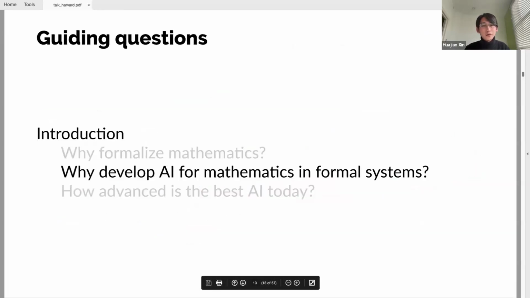However, natural language math remains the most accessible format for both human mathematicians and AI models. We'll explain why formal math is also beneficial for AI research, particularly given a specific challenge of training language models in natural language math.